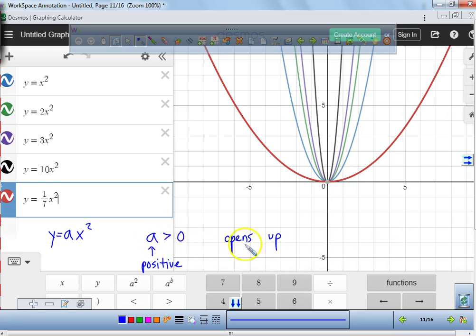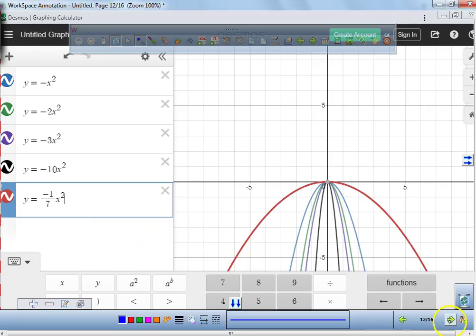The a value is greater than 0, it opens up. Now, what do you think I'm going to tell you over here? If the a value is less than 0, which means this a value is not positive, it's negative, then it's going to open what direction? Opens down.